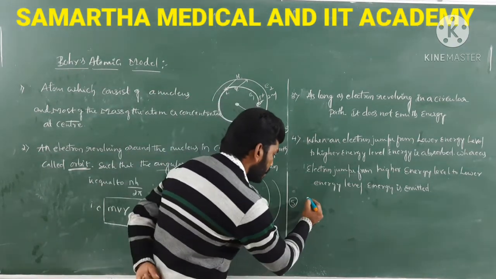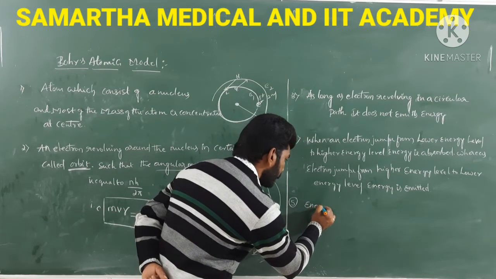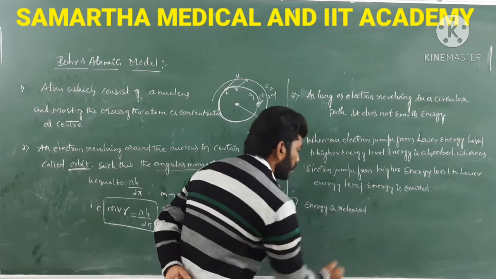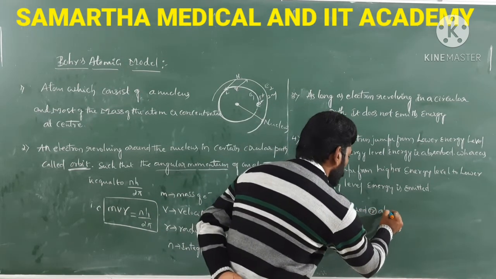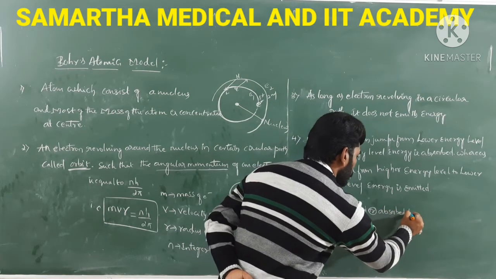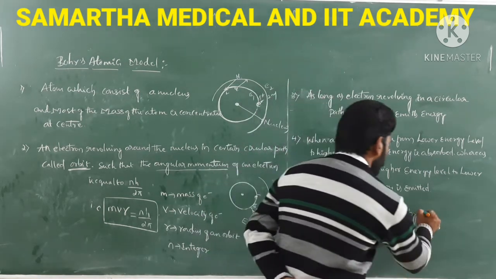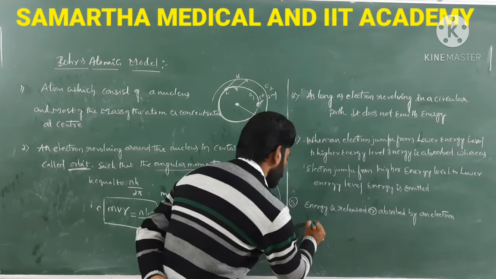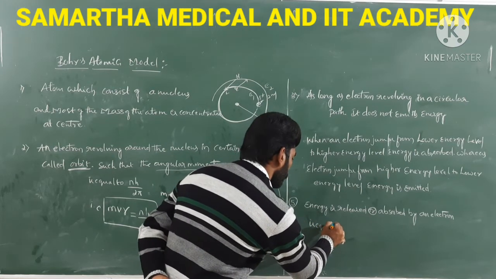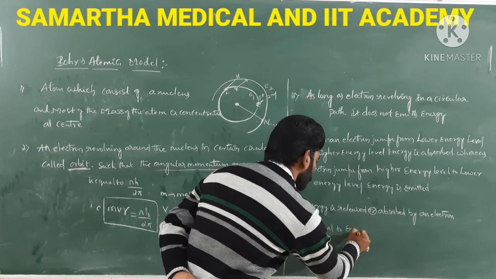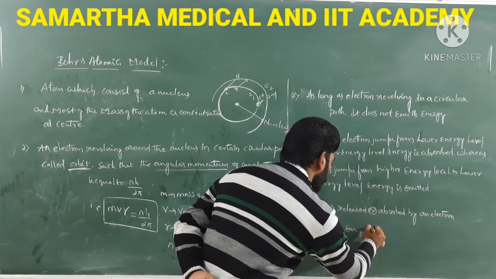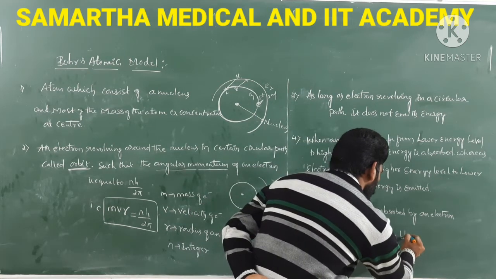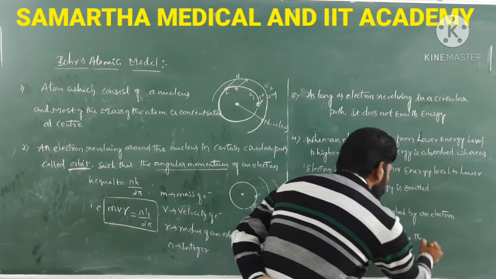So the energy released or absorbed by an electron is equal to the energy difference between the two orbits.